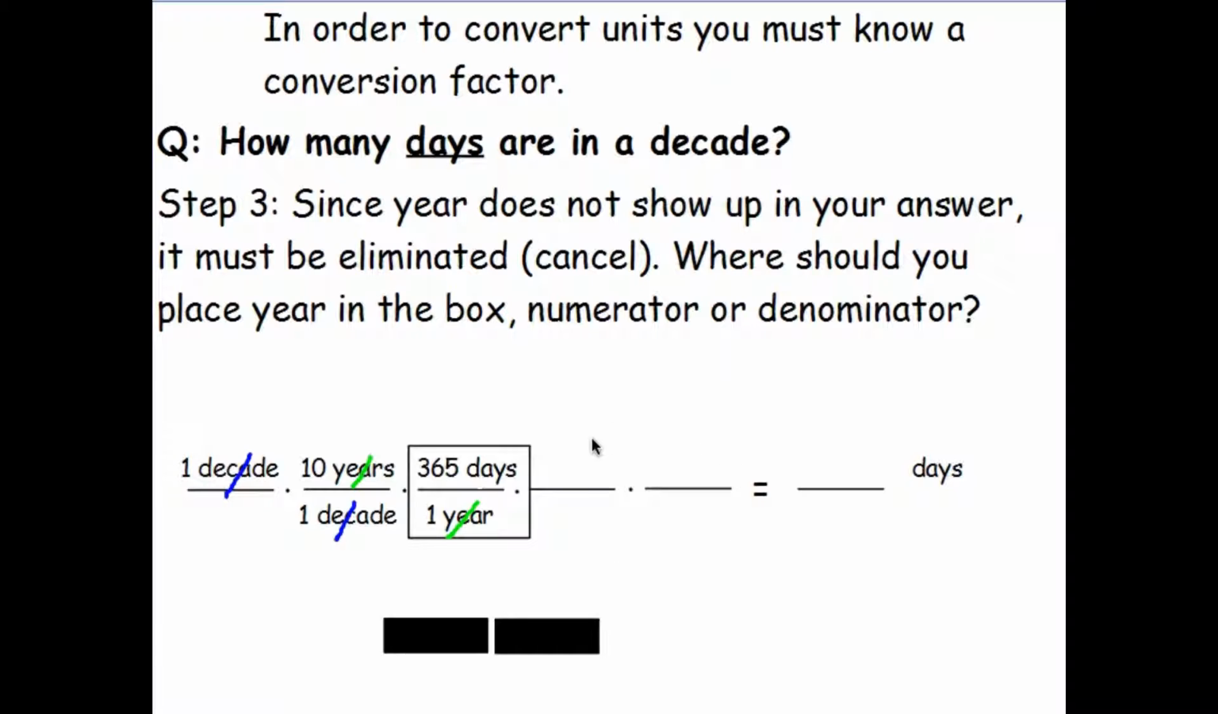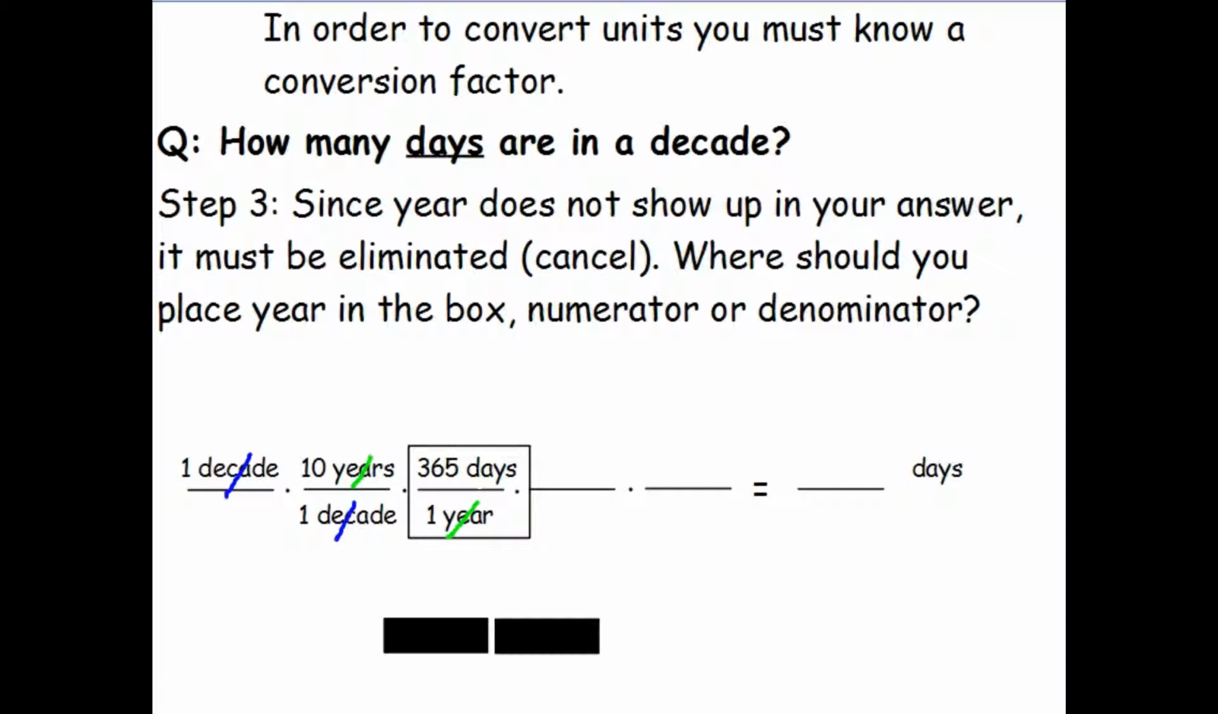Now these other spaces over here would be if you need to keep going. Say that we didn't have days yet. Or maybe instead of days we're trying to get to minutes. So now we're at days and we need to get to minutes. So we still have to eliminate days. There might be more space than is necessary for some of the problems.